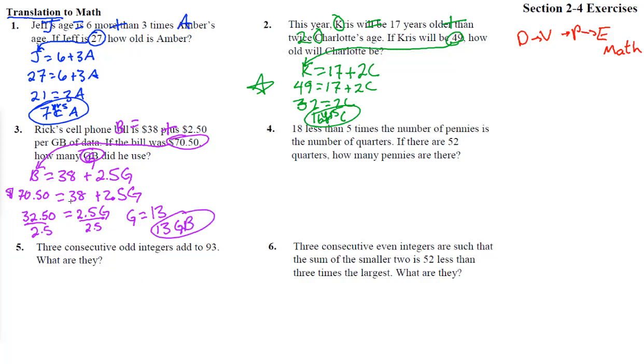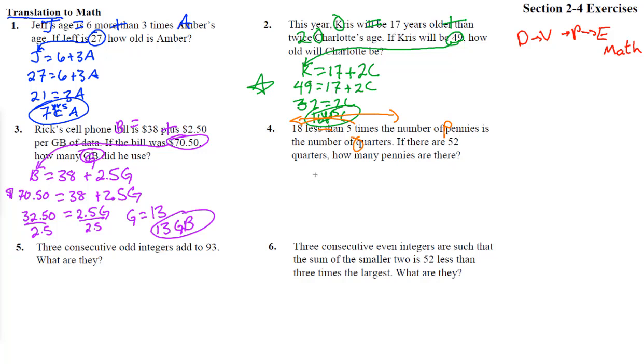Number 4. 18 less than 5 times the number of pennies. Okay, whoa, 18 less than, this is subtract, but remember the 18 goes here and the 5 goes there. 5 times the number of pennies. So there's our variable right there. P is the number of pennies. Q is the number of quarters. If there are 52 quarters, how many pennies are there?